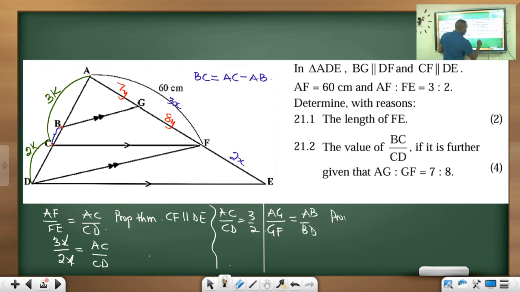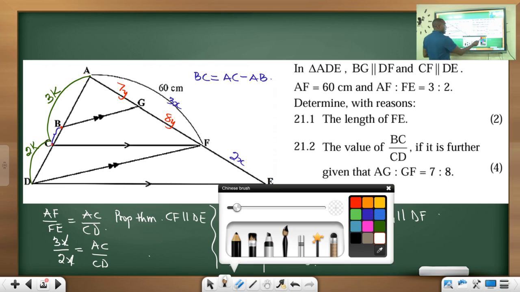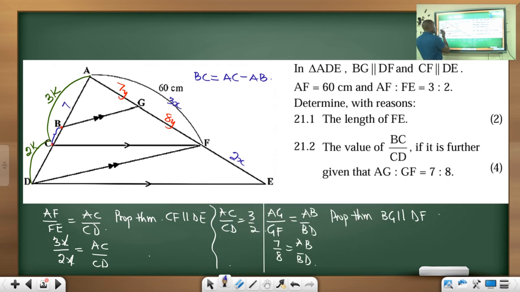Very important. Proportionality theorem. BG parallel to DF. By the way, I do know my AG over GF. That's given us 7 over 8. Okay, 7 over 8. Beautiful. Please, different ratios. Very important. 7 over 8. There's so many ratios. Yes, it has to be.